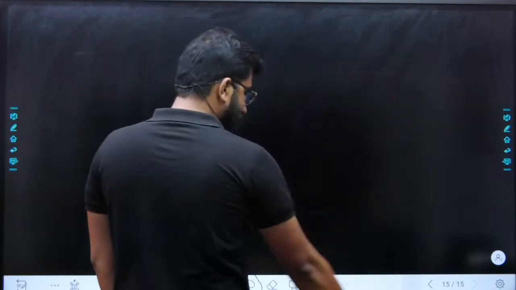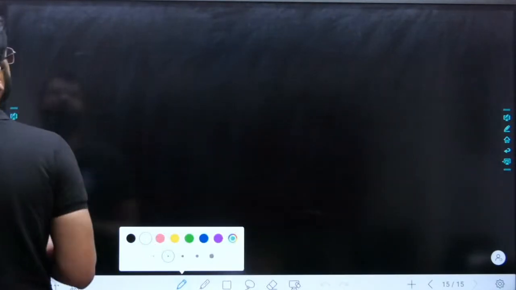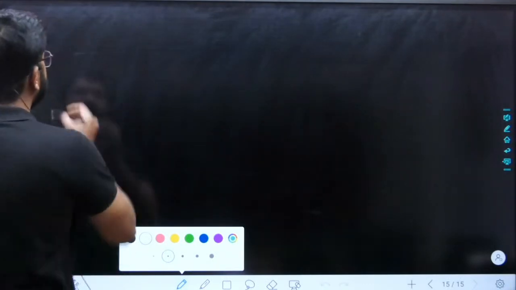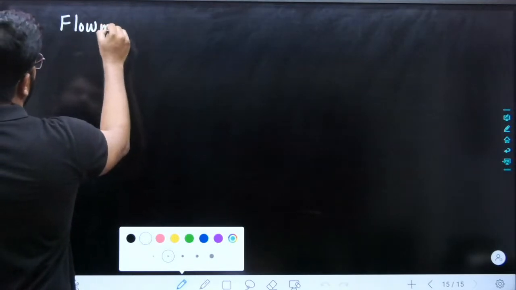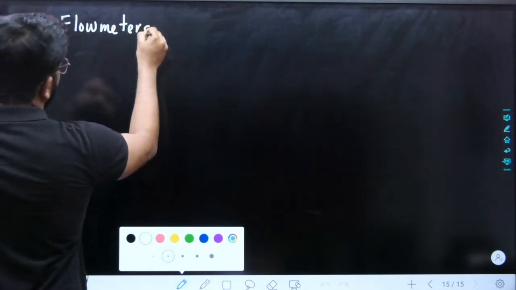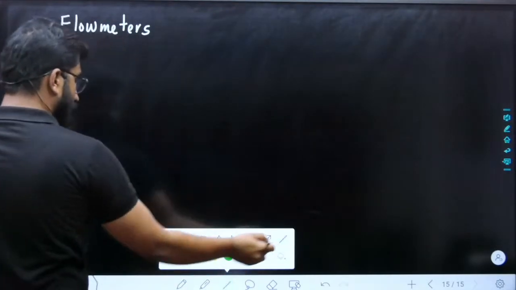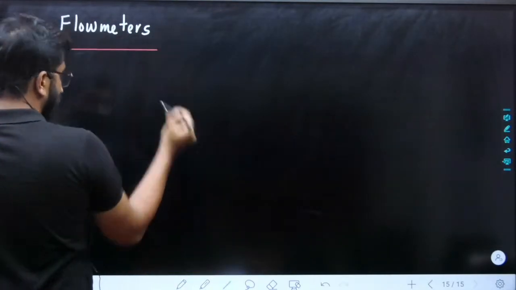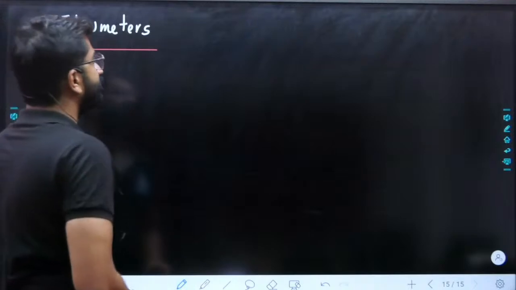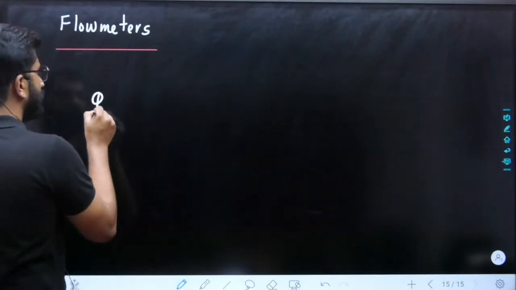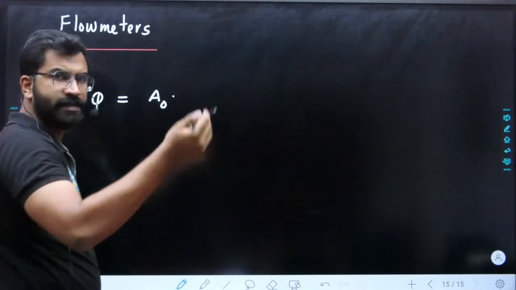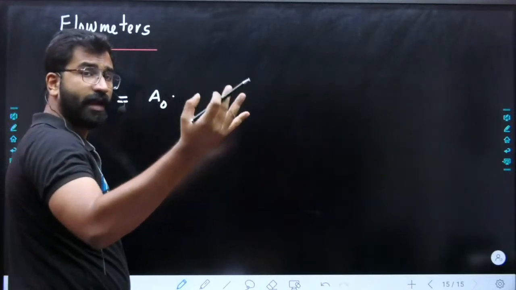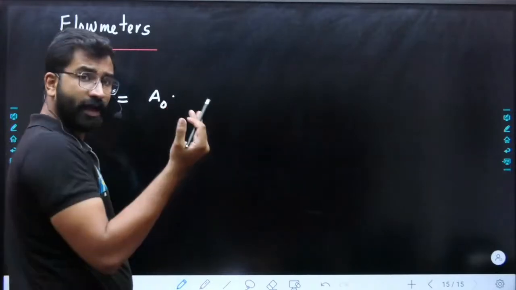Yes, next, flow meters. Basically, obstruction flow meters are there. Obstruction flow meters include the Venturi and orifice. Questions come based on the Venturi and orifice. So Venturi or orifice are obstruction flow meters, and you have a common equation. Q is equal to, how to find the flow rate? Area of the orifice and area of the throat. For the Venturi meter we say throat, for the orifice meter we say orifice.